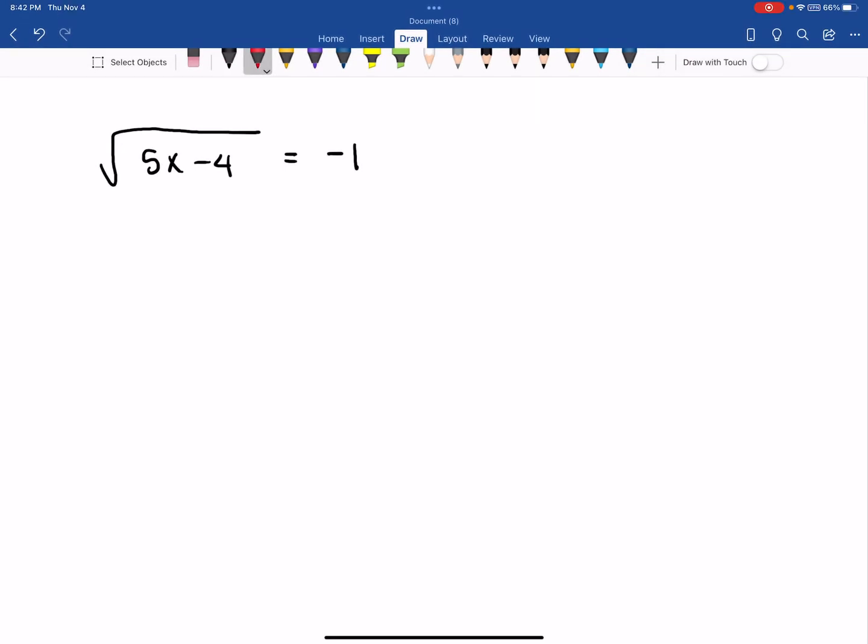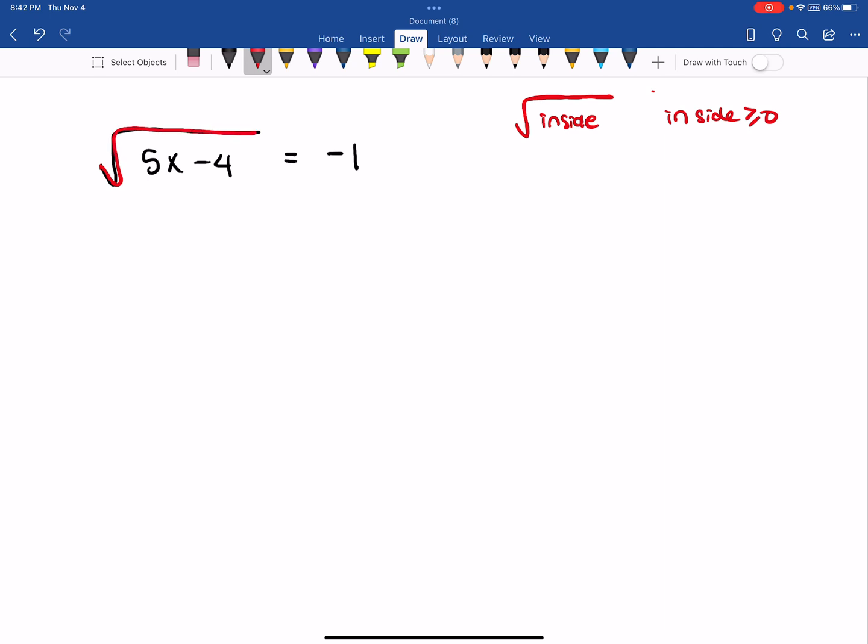Okay, in the previous video, we talked about the domain restriction. So remember, the inside of any type of radical equation must be at least positive or zero. So if the inside is greater than or equal to zero, the root of that inside must produce also a positive number. So you kind of have to recognize that something's not right.